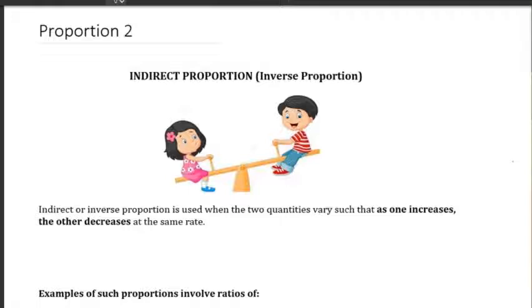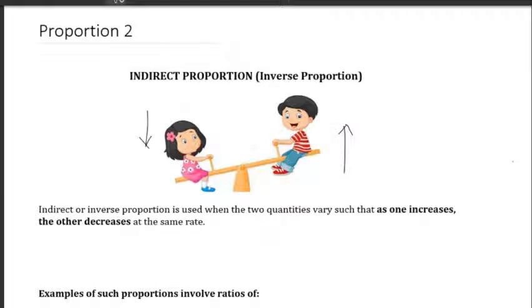In this video, we want to solve some questions involving indirect proportion or inverse proportion. Now, whenever you hear indirect or inverse proportion, this picture comes to mind. On a seesaw, whilst one person is going down, the other is going up, and whilst the other is going up, the other is coming down. This is what happens in indirect proportion.